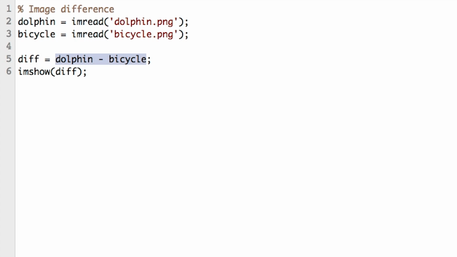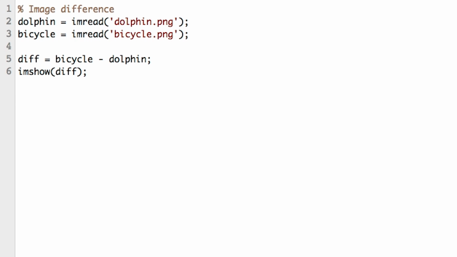Note that this is dolphin minus bicycle. Here the order matters. Bicycle minus dolphin gives us a different result. This makes sense, as what the difference operation is doing is simply subtracting pixels in corresponding locations. If two such pixel values are A and B, then A minus B is different from B minus A.